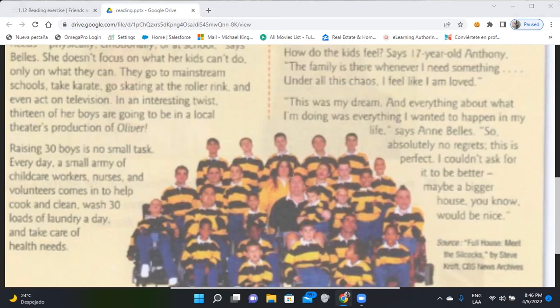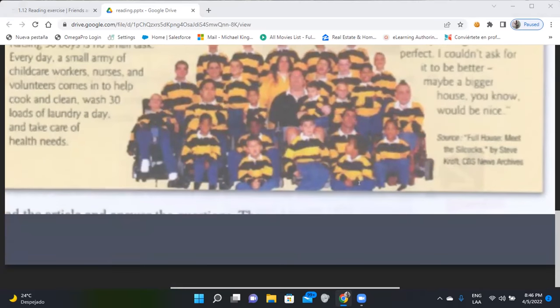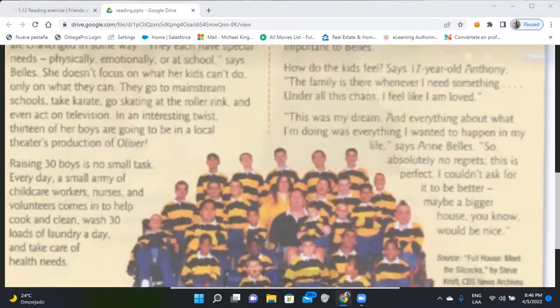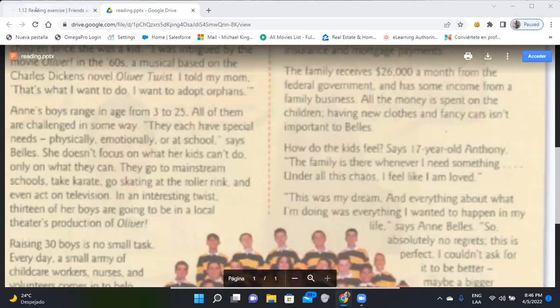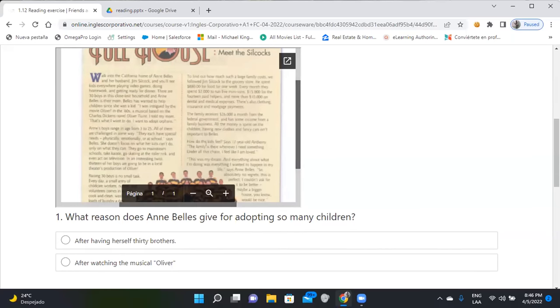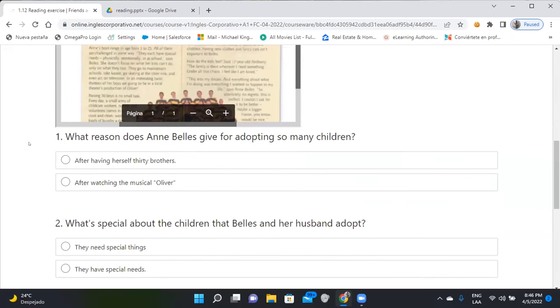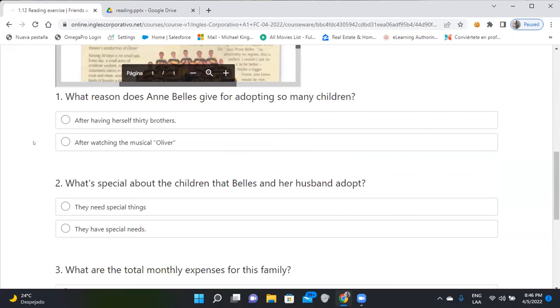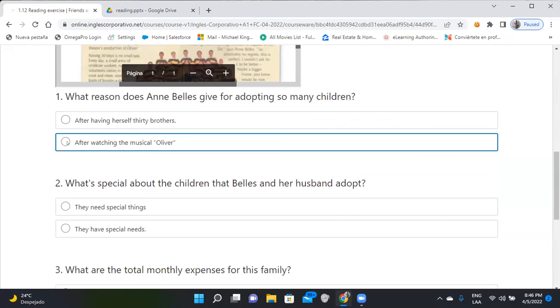I imagine with all those kids in there, they need a huge house. Okay, perfect. Let's look at the first one. What reason does Anne Bells give for adopting so many children? After watching the musical Oliver.